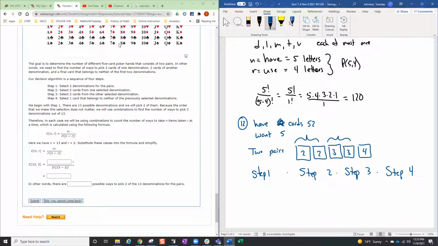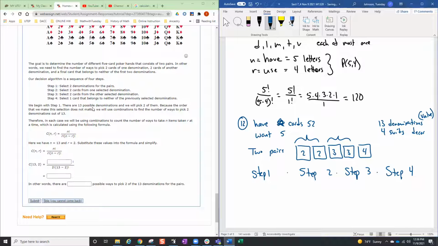There are 13 possible card denominations, right? 1 through 10, 11, 12, 13. 13 possible denominations. We have 13 denominations, values. We have 4 suits, 52 cards, 4 suits, 13. I think that's all we need. Suits are just the decoration.